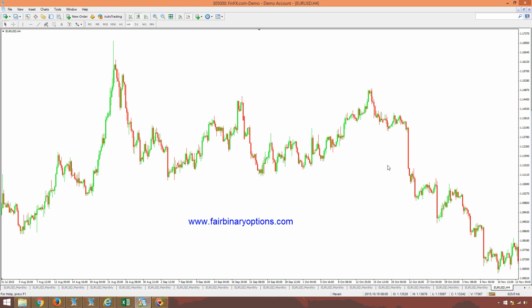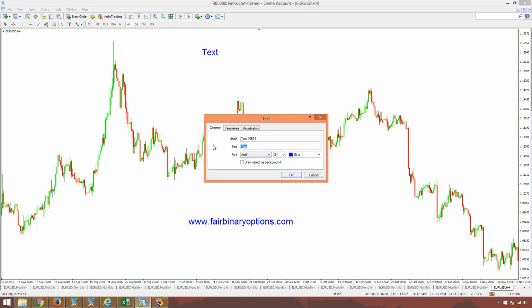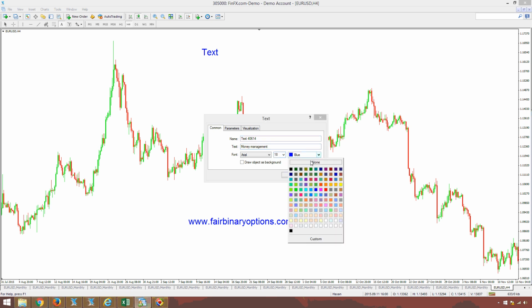We're going to discuss one of the most important parts, if not the most important part, when trading, not necessarily when trading binary options, but when trading in general, and we are talking about money management. Money management when trading binary options. Now, what does it mean, money management when trading binary options?